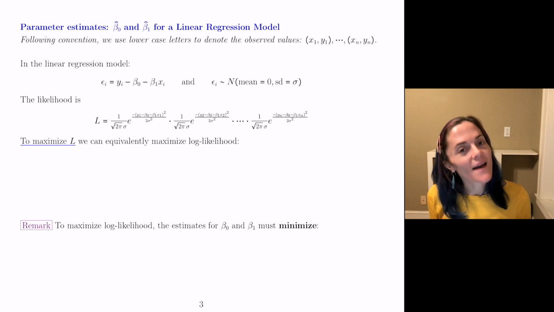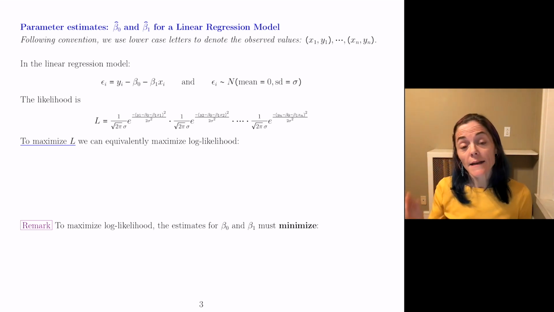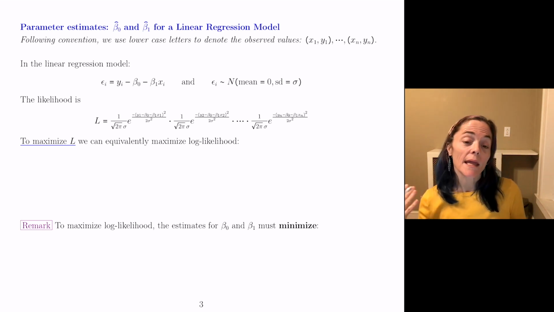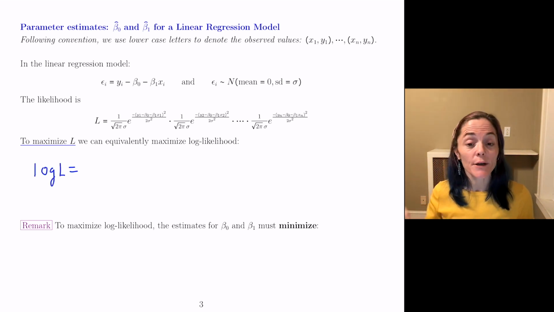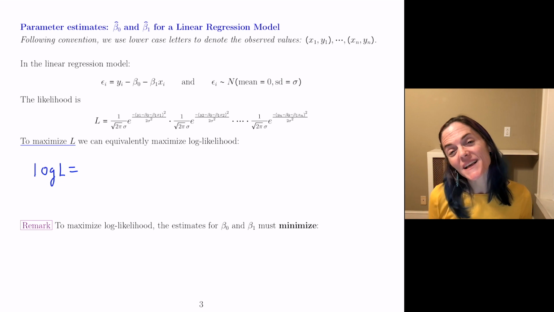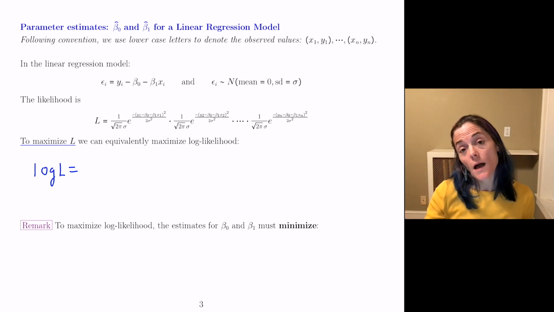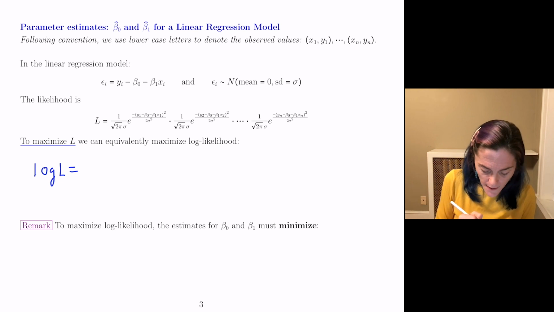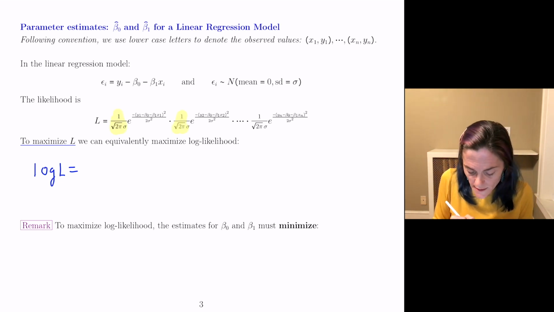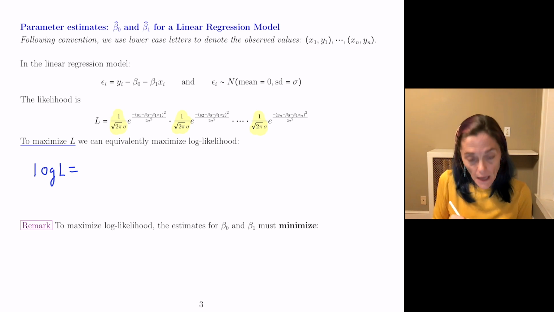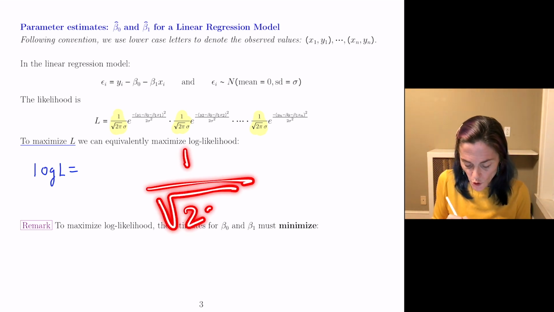Now to maximize L, which is what we're interested in here, to find our beta 0 hat and beta 1 hat, these are MLE estimates, we can equivalently maximize the log likelihood. What would the log likelihood be here? And remember, when we're working with log likelihood, we have to use log properties. Okay, the first thing that I observe is all of these are the same and they're all multiplied. So really in L, I have this 2 pi sigma to the n.